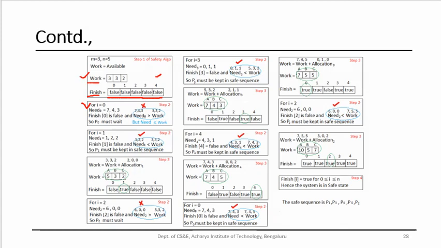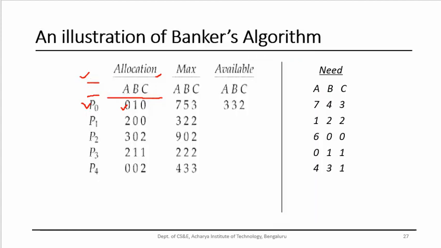Okay, this is a loop. The initial value of i is taken as 0. Now what is the need of process 0? I think I have to go back and show you the need of process 0. What is the need of process 0?